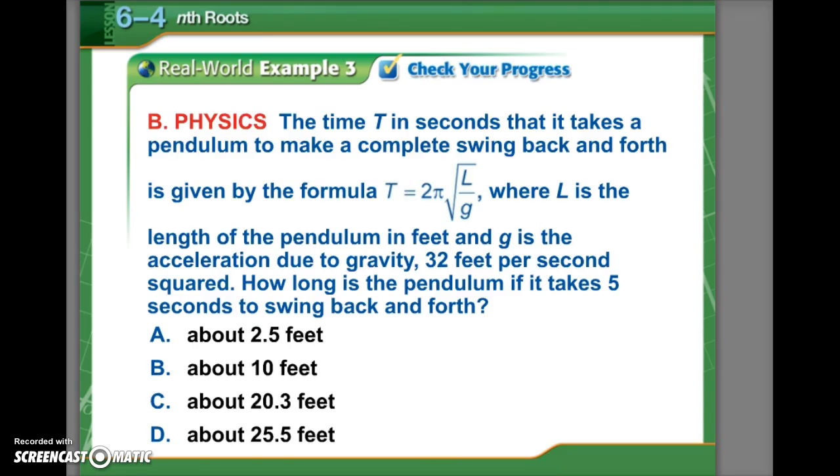And our answer to part B, how long is the pendulum? If it takes 5 seconds to swing back and forth, the pendulum would be C, 20.3 feet. And that is the end of Unit 1, Lesson 13 on nth roots.